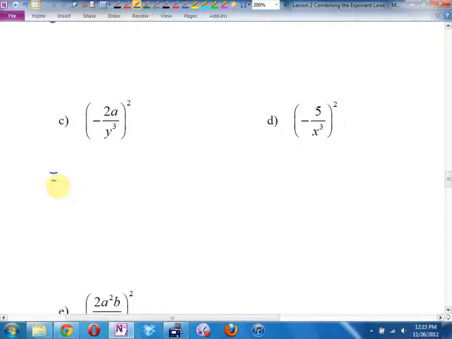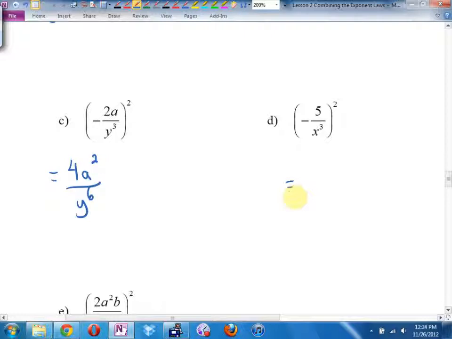Then I see a 2. 4, yeah? And a squared over a y to the 6. Brianna, am I right? Yep. So if you go sequentially, if you break it down step by step, as long as you're careful, Alex, it's really not too bad.